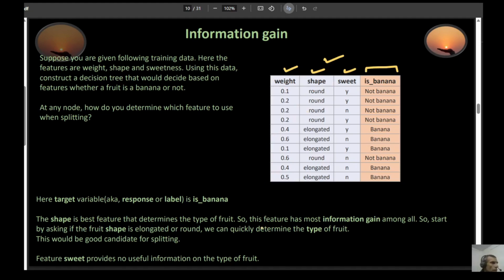Here, just by looking at this, you can tell that your shape is the best feature. If something is round, like this one, this one, this one, this one, these are not banana. Round, not banana. On the other hand, the ones that are elongated, these are your banana. You can see that just by looking at this. Now let's see if we can determine this using our formula for information gain.